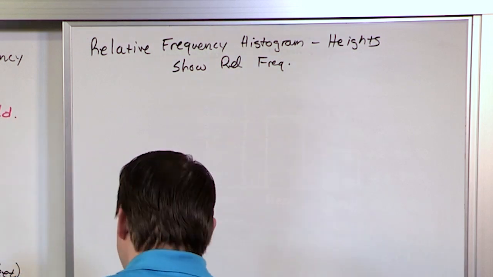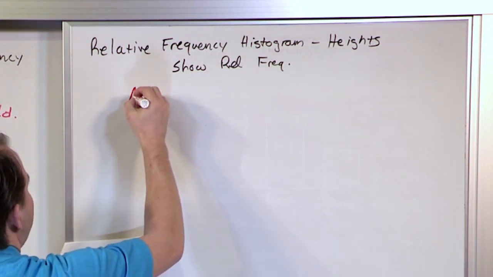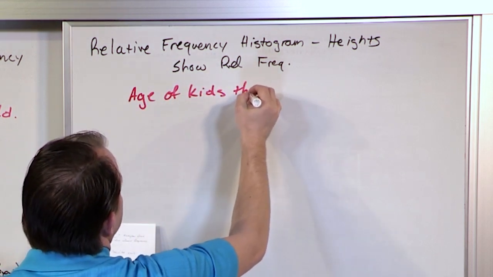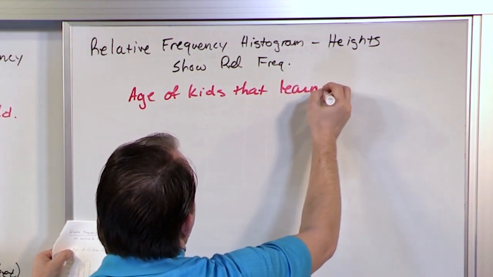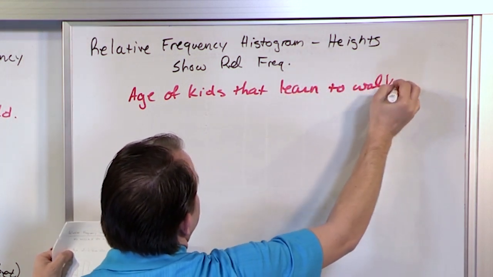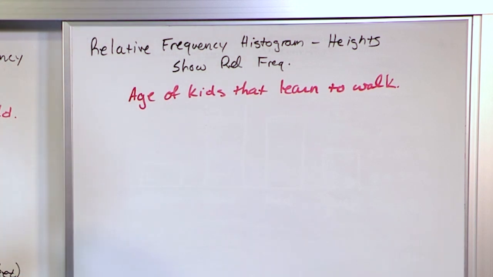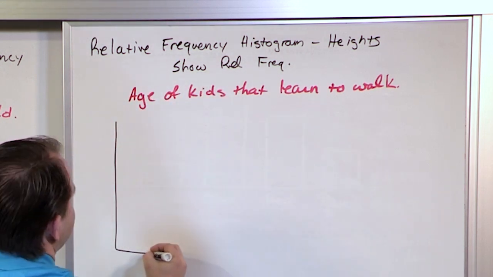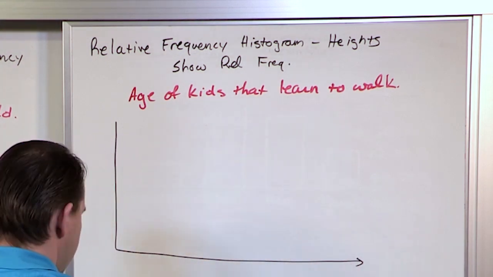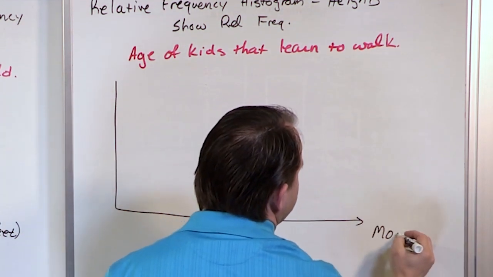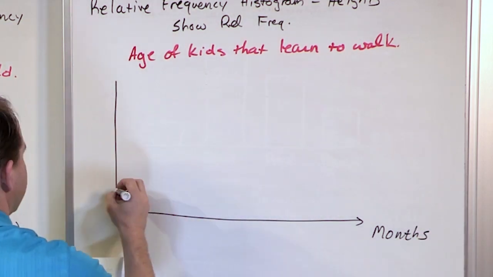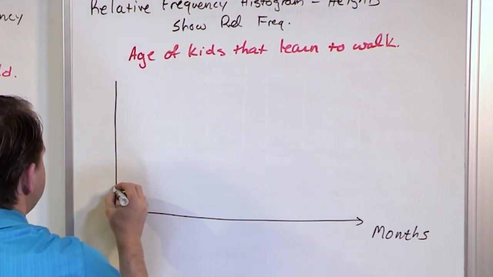So for instance, if we had the age of kids that learn to walk, then we might construct a histogram that might look something like this. And let's say we're going to do it in terms of a relative frequency histogram. So we'll just draw our two lines like this. This is the number of months of age the child is. And then we have to have something up here. So let's say, because this is a relative frequency histogram, it's going to be percentages.